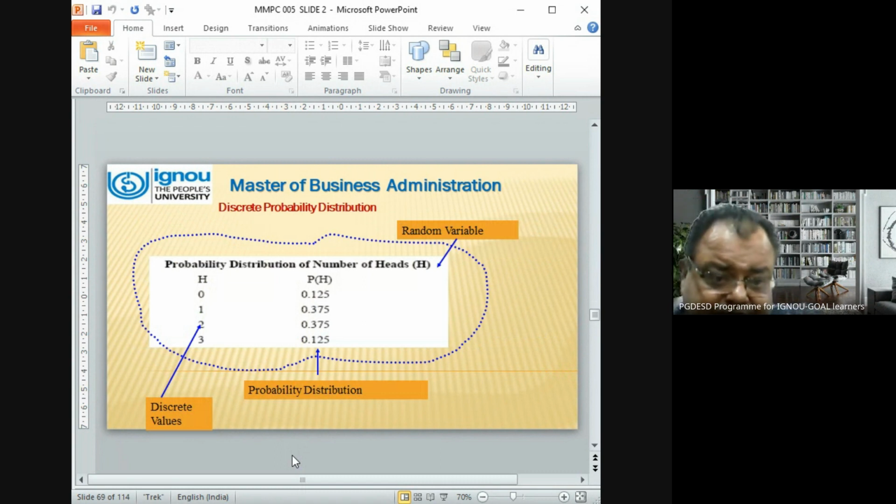Now see, this is how it is written. The probability distribution of heads is 0, 1, 2, 3. These are the discrete values, and the random variable is the number of heads in the toss of the coin. What we are getting in decimals is the probability distribution, or respective probability. When you add up all these four values, you will get one. Let's see how it comes.